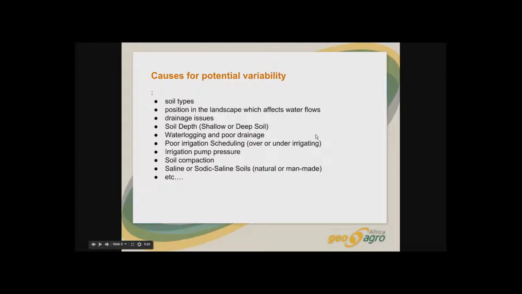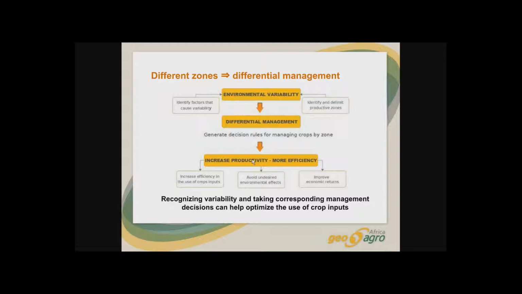Then we have the causes that we can find for potential variability. We can have different causes. We can go from soil types, positioning in the landscape, drainage issues, soil depth, water logging, irrigation scheduling. So you have different types of causes that can cause variability. The main concept is that different zones will lead to differential management.